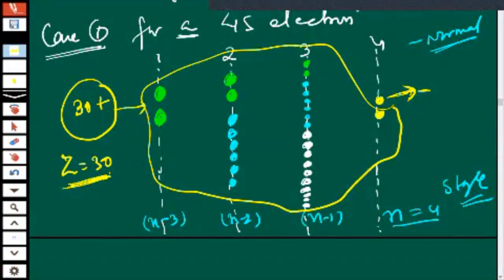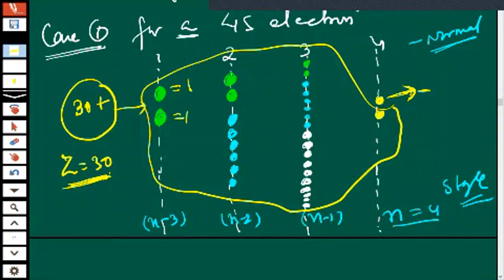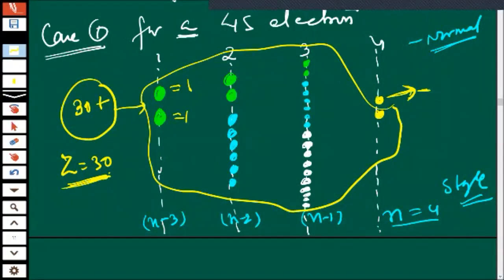Slater told that because these electrons are nearby, they will give their 100% protection. One means one. One zinc has 30 positive charge, so these two electrons will cancel 2 positive charge. This is known as 100%.